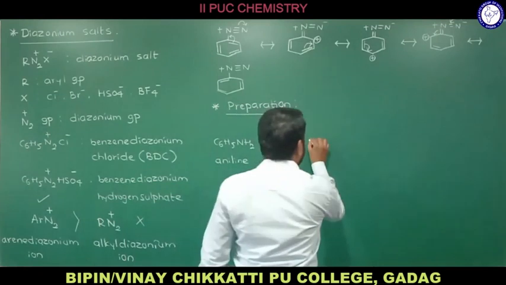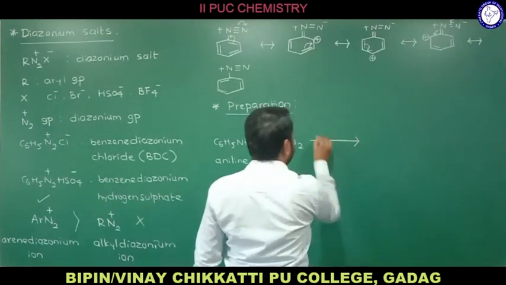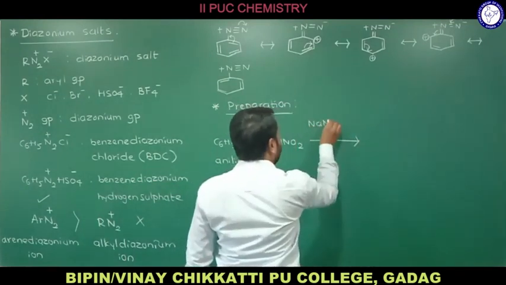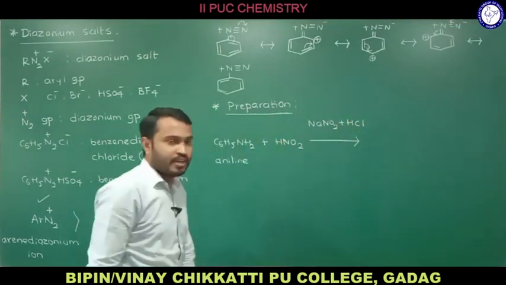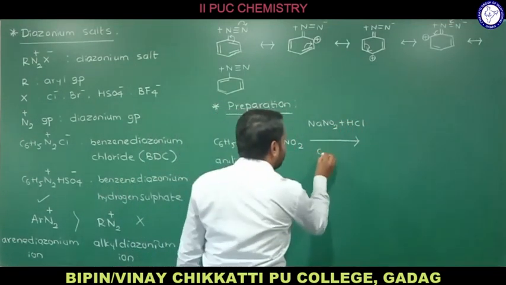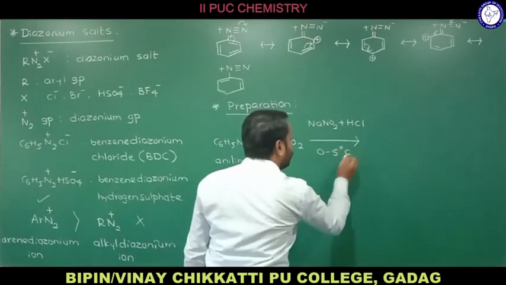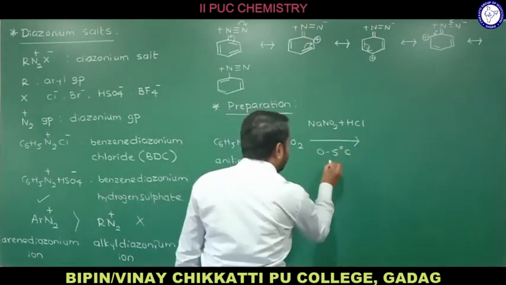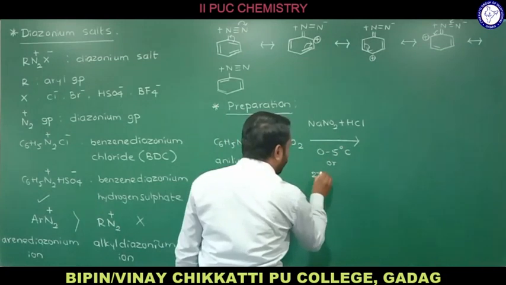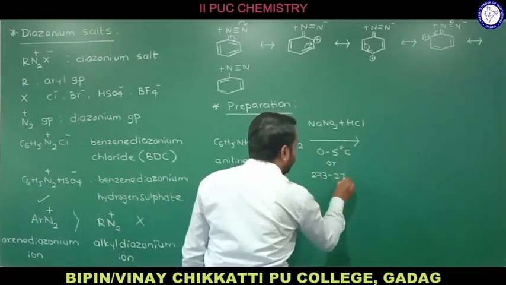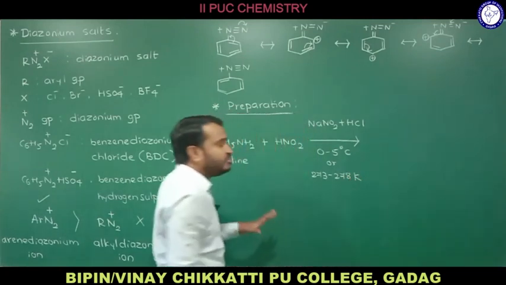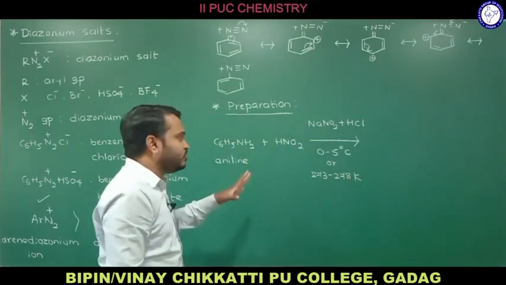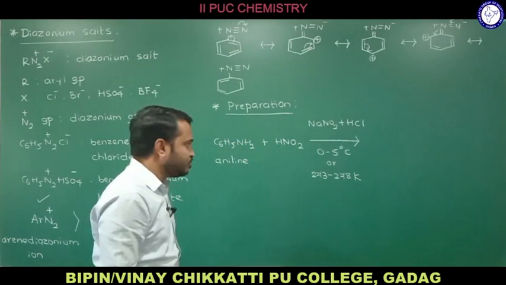As we know, nitrous acid is produced by the combination of sodium nitrite and hydrochloric acid, and this reaction has to be carried out at 0 to 5 degrees Celsius temperature, or you can write in terms of Kelvin also, 273 to 278 Kelvin. It means at lower temperature, cold condition, this reaction has to be carried out.